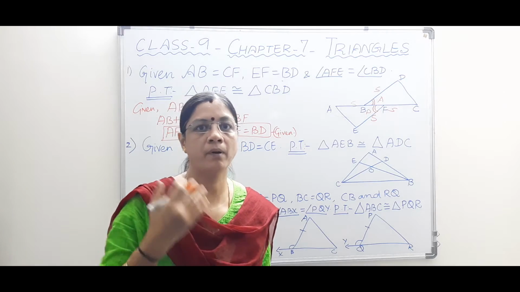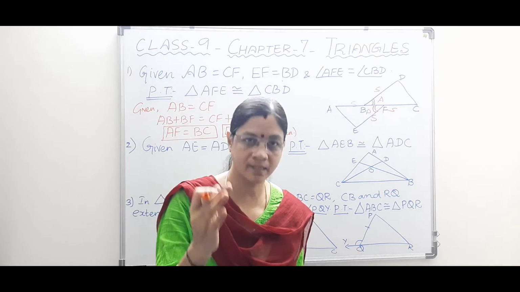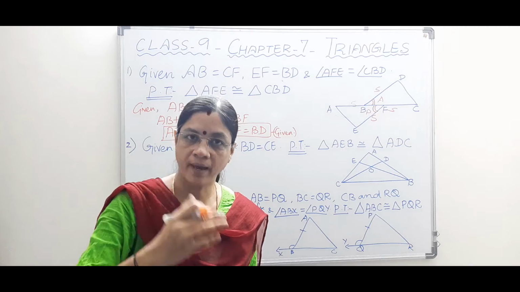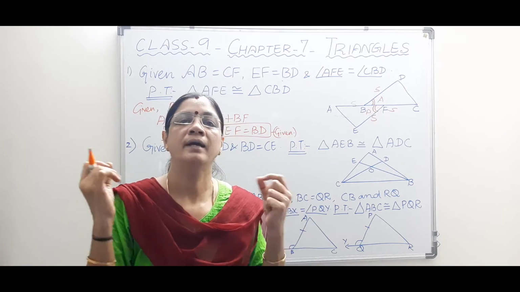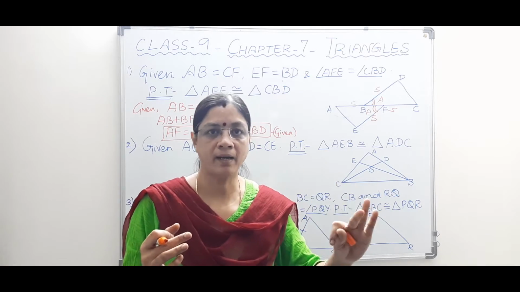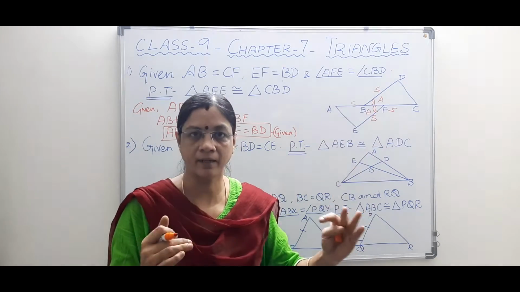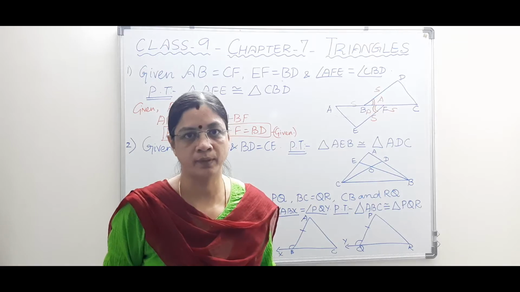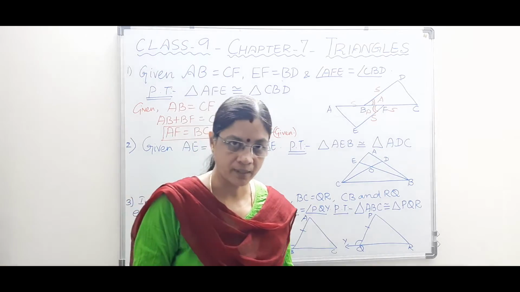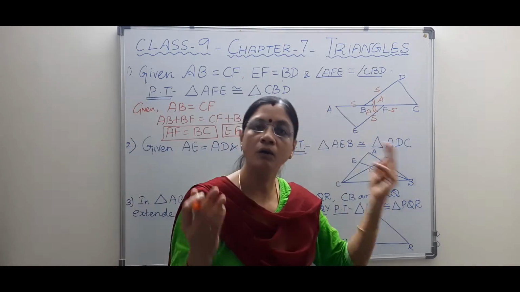So how many parts do we have? We have corresponding parts of the congruent triangles. We have 6 parts, isn't it? 3 angles and 3 sides, out of which it is enough if we prove 3 parts to be equal. So we have proved 3 parts: side, angle, side, 2 sides and an angle enclosed between them. So according to SAS criterion, these two triangles are congruent.